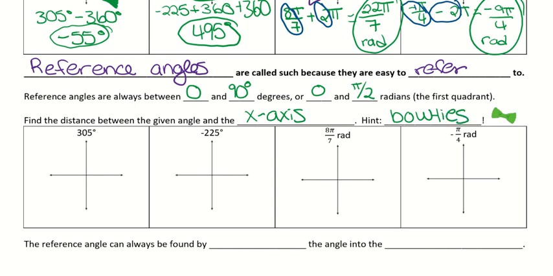Here's how it works. If we sketch 305 degrees, remember we start with our initial ray. We go around the circle, 90, 180, 270, a little bit more. This is 305 degrees. We're going to find the distance between the given angle and the x-axis. In other words, we're going to make triangles just like we did when we built the unit circle. So here, the triangle that this makes is this triangle right here.